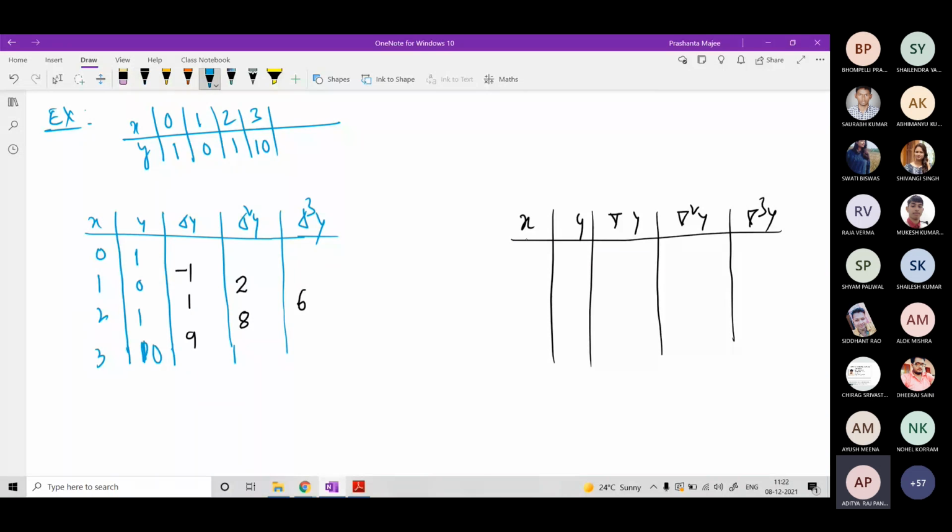Same values will be there. 0, 1, 2, 3, 1, 0, 1, 10, -1, 1, 9, 2, 8, 6.